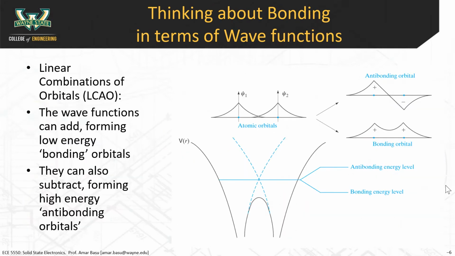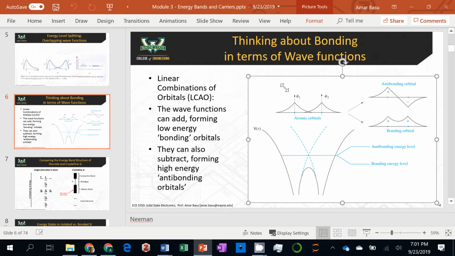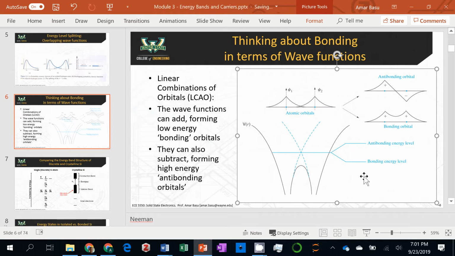Another way to look at this is shown here. So this is where we're trying to think about bonding in terms of wave functions. The book refers to this as linear combinations of orbitals. What's different from this slide versus the previous slide is that this slide is actually showing the wave functions here, and it's showing the potential fields here. I'm going to make this a little bit larger so it's easier for you to see.